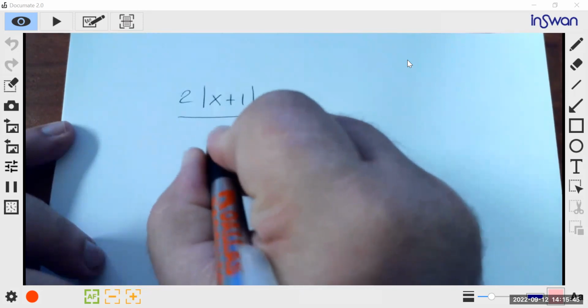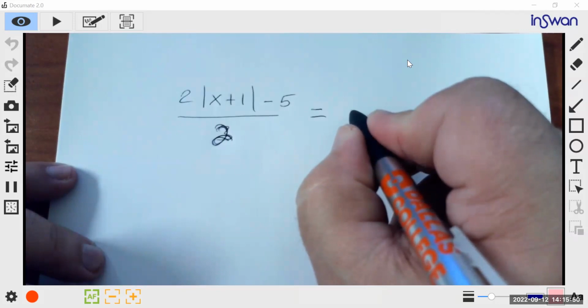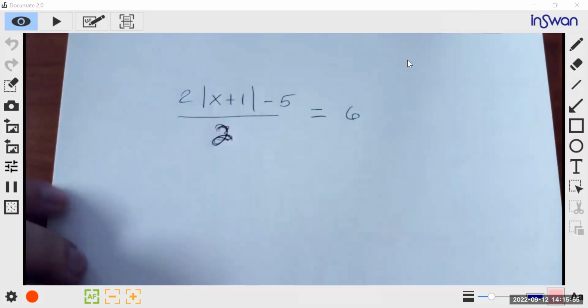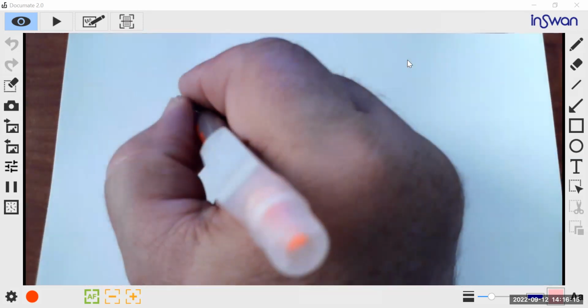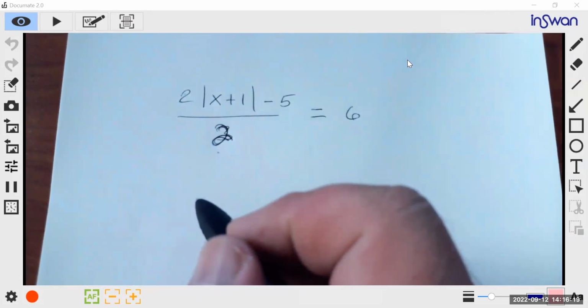Make that 2. I'll make it 2. This is what I'm going to show you, what I mean about isolating the absolute value. 2 times absolute value of X plus 1, close, minus 5, all that divided by 2 equals 6. Is the absolute value by itself? No. It's got a coefficient. It's got a denominator. It's got a minus sign. It's got something added or subtracted to it.